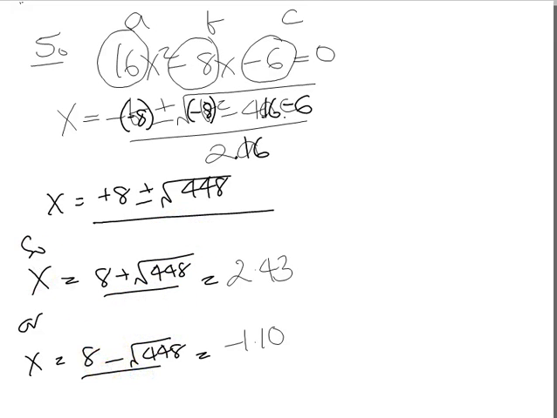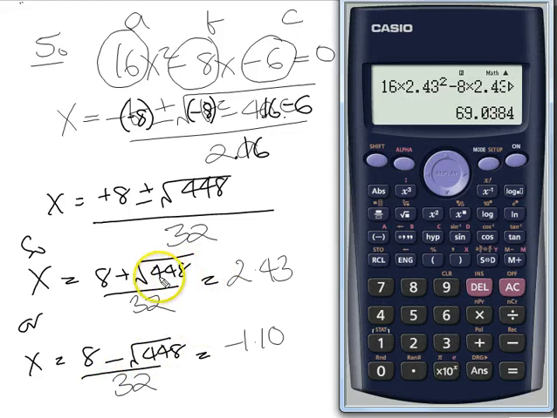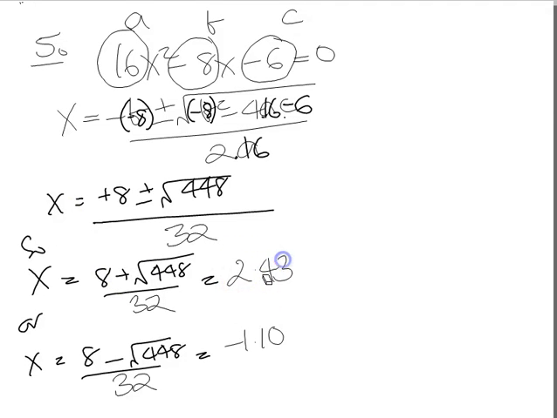So good error correction, isn't it, to check one of the roots. This is now 2 16s, which is 32. So the 32 goes in here, 32 and 32. So let's just make our change. So it's 8 plus root 448.